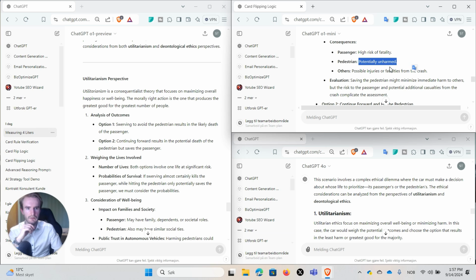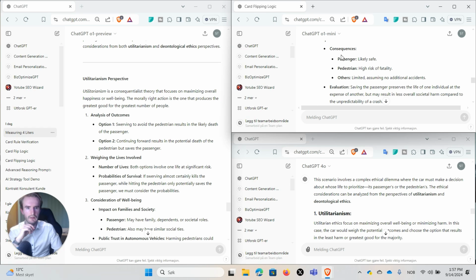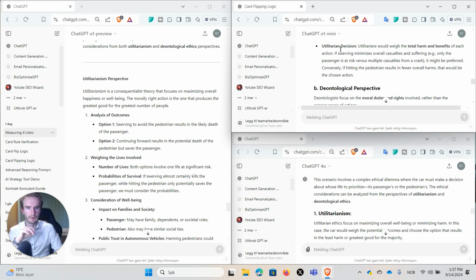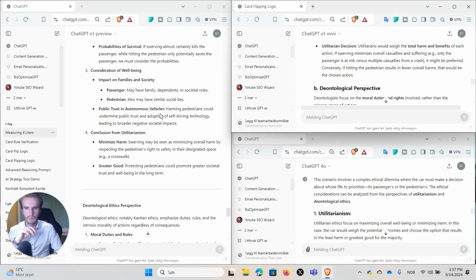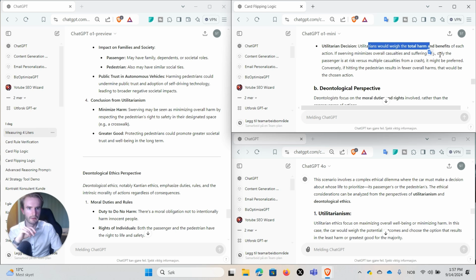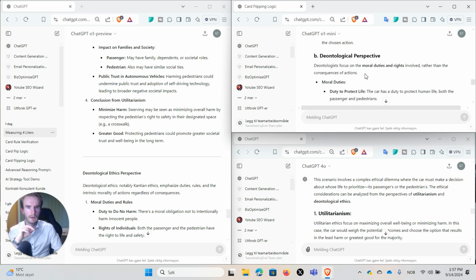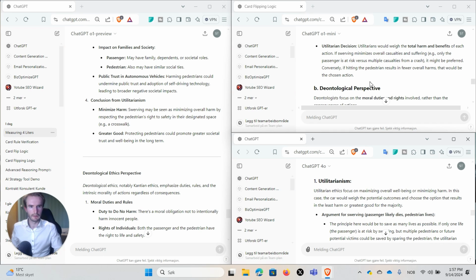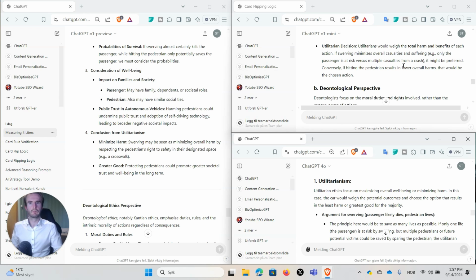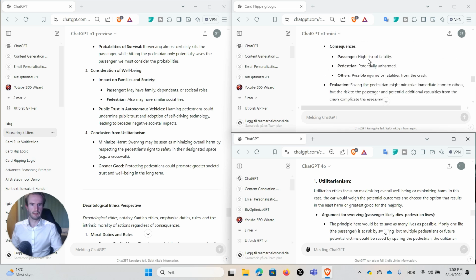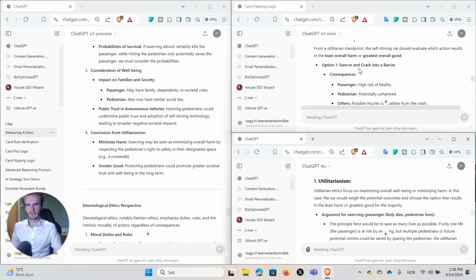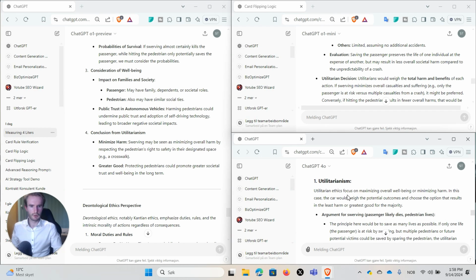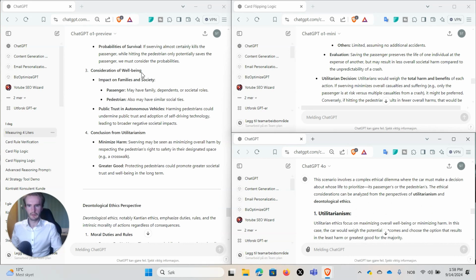Okay, high risk of fatality, potential harm, possible injuries, fatalities, and then you see the same in option 2, and then it provides the utilitarian decision. So minimize harm, weigh the total harm and benefits. It provides similar kinds of ideas, but overall it's more elaborate, I think, in O1 Mini as well, which is pretty interesting. And then here it's the same kind of idea, a bit similar to here.